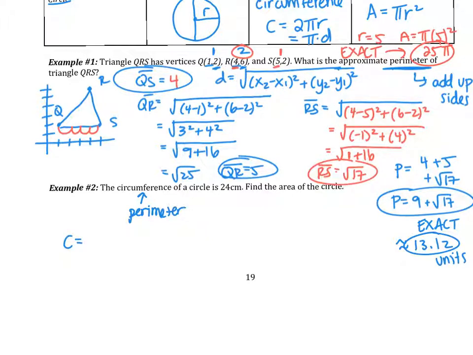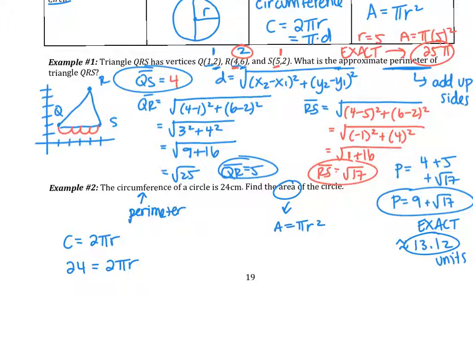Okay, what we know from above is that our circumference is 2 pi r, or pi times diameter. I'm going to use 2 pi r, though. So what we have is a circumference of 24 is equal to 2 pi r. We are asked for the area. Area is pi r squared. So we need to find the radius. So we're given a circumference. We need to find the radius, which we can then use to find the area of a circle.